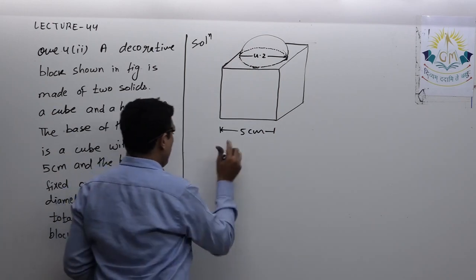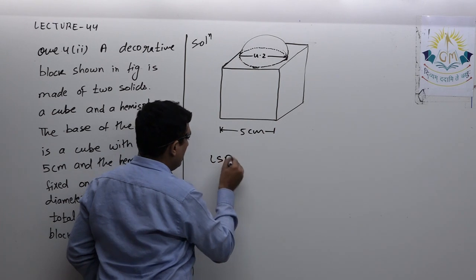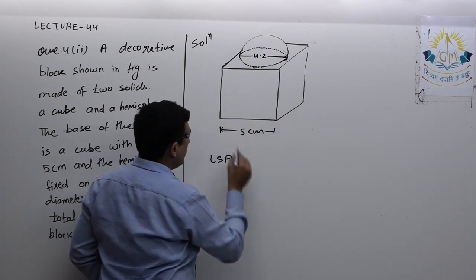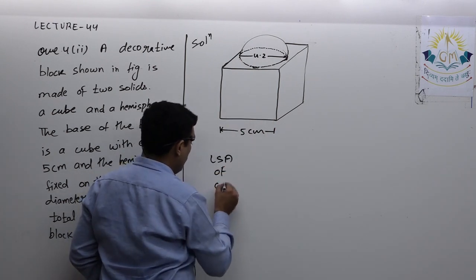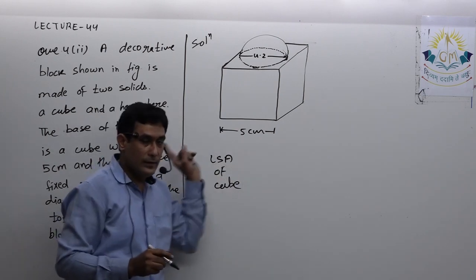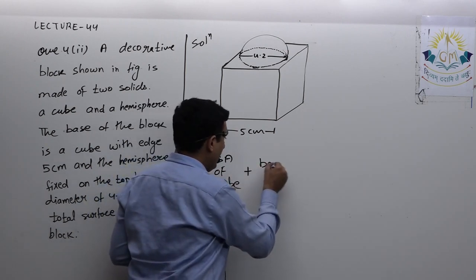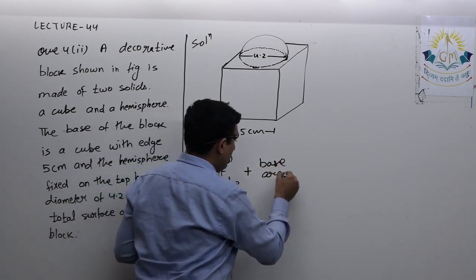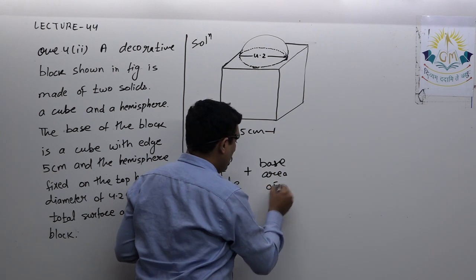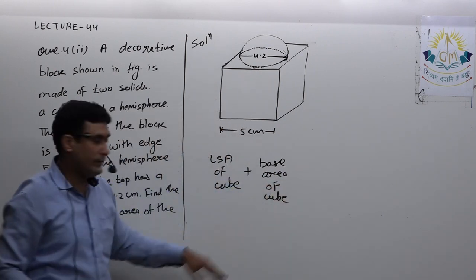So what I will do, I won't say TSA, I won't use LSA first off. LSA of the cube. It is possible to paint on this LSA of the cube, that means all four walls of the cube, plus the base area of the cube. Now the base is in the shape of a square, so definitely it is possible to find its area.